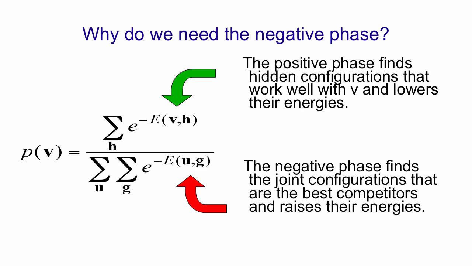The second phase in the learning, the negative phase, is doing the same thing, but for the partition function, that is the normalizing term on the bottom line. It's finding global configurations, combinations of visible and hidden states, that give low energy and therefore are large contributors to the partition function. And having found those global configurations, it tries to raise their energy so that they contribute less. So the first term is making the top line big, and the second term is making the bottom line small.